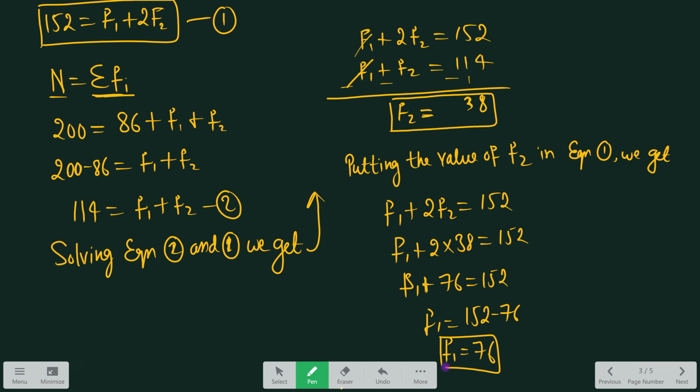We have got both the missing frequencies. F1 is equal to 76 and F2 is equal to 38. So like this we are going to solve the problem, students. This is a very important problem. Please note it down.